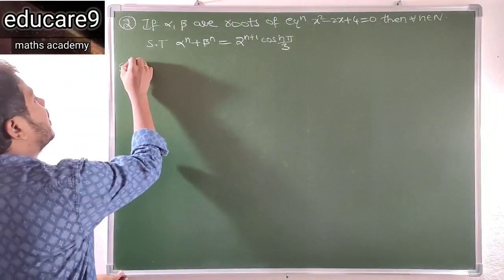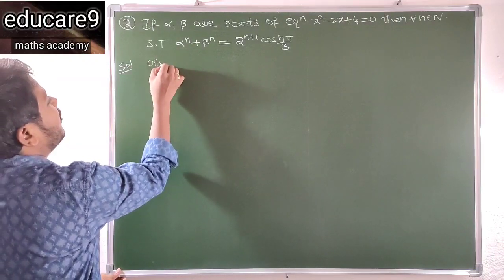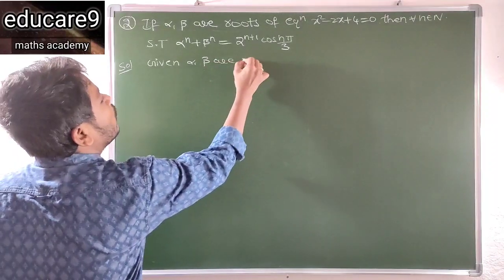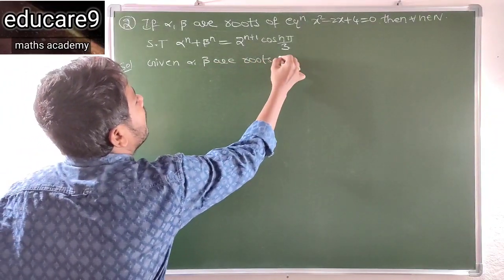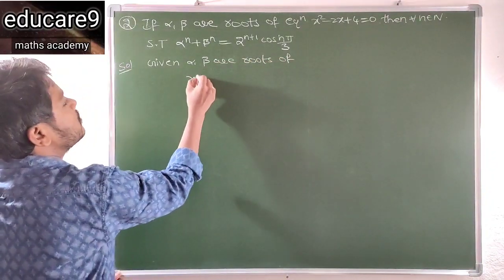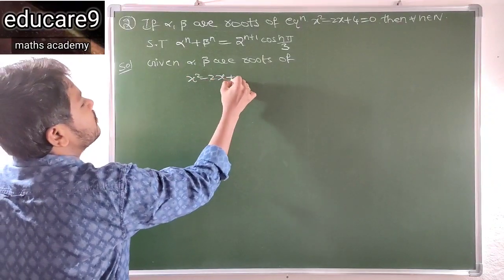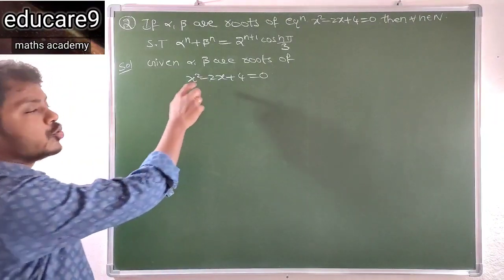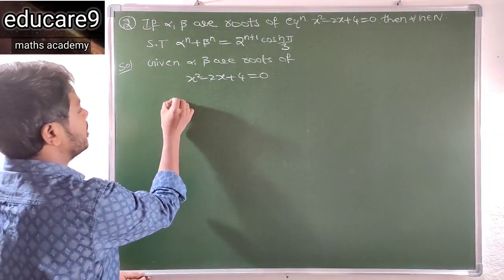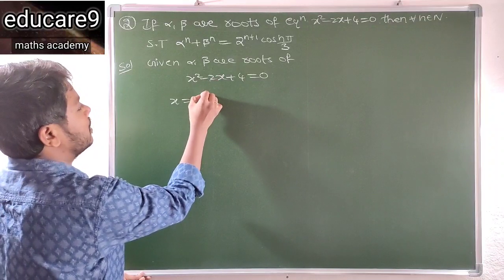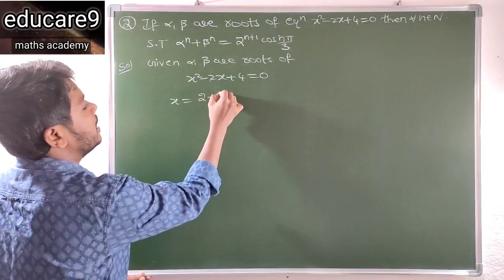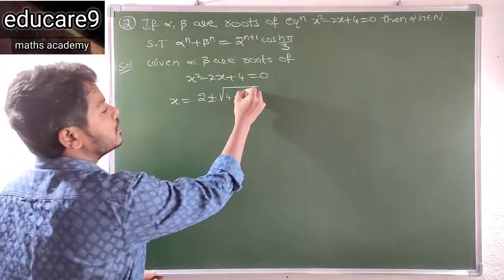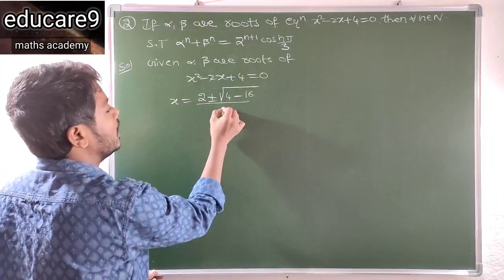So here, given alpha, beta are roots of x squared minus 2x plus 4 equals 0. Okay, so find the roots of this quadratic equation. So what is that? x is equal to minus b, that is 2, plus or minus the square root of b squared minus 4ac, that is 16, divided by 2a, you will get 2.